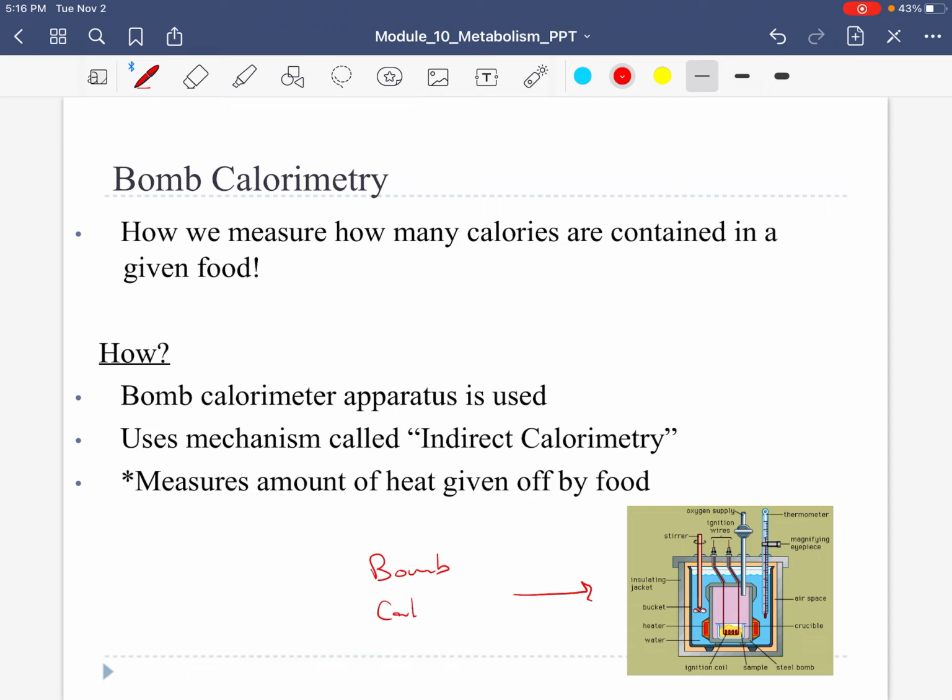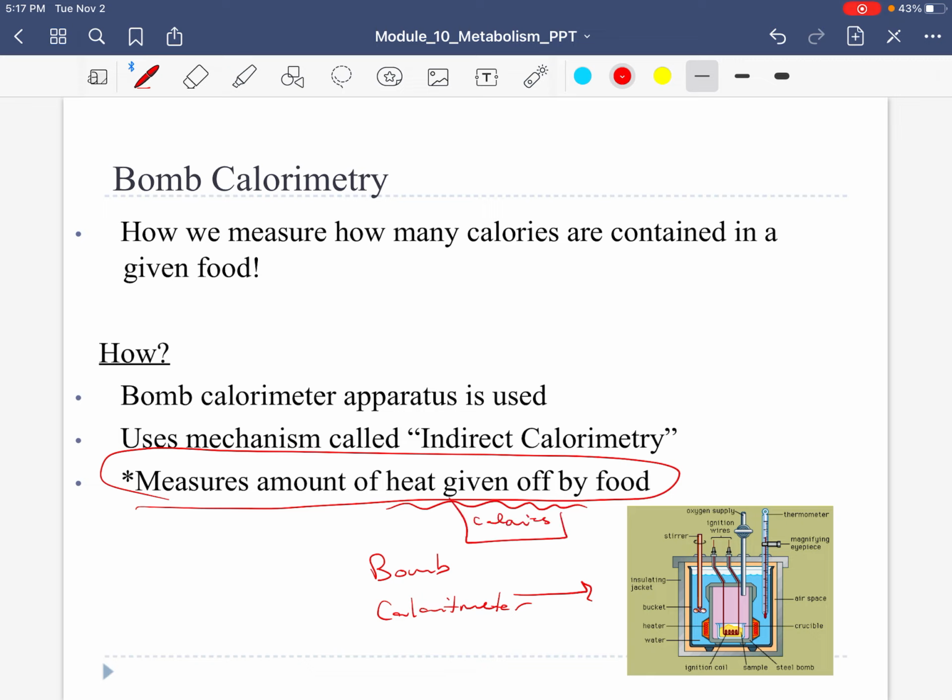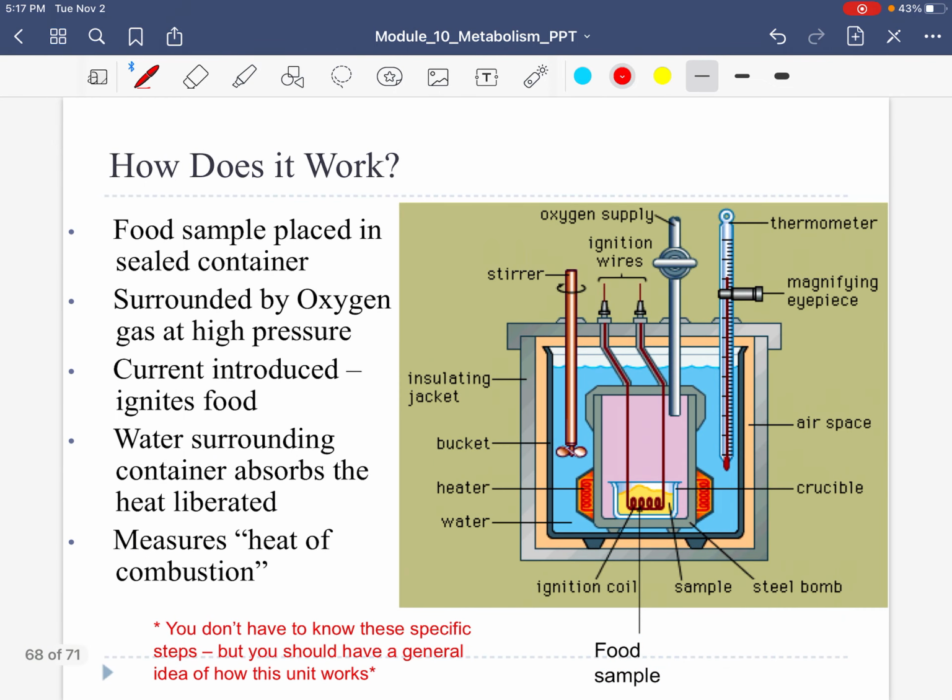What I want to talk about is the bomb calorimeter. That's why I had a picture of the bomb. We actually have one of these here at Hudson Valley Community College, right across from my office in our laboratory. A bomb calorimeter measures the amount of heat given off by a food. And when I say the amount of heat given off by a food, that's another way of measuring the calories, because calories are a form of heat, which our body can use as energy. I'd like you to have a basic understanding of how this works, because it's pretty cool.